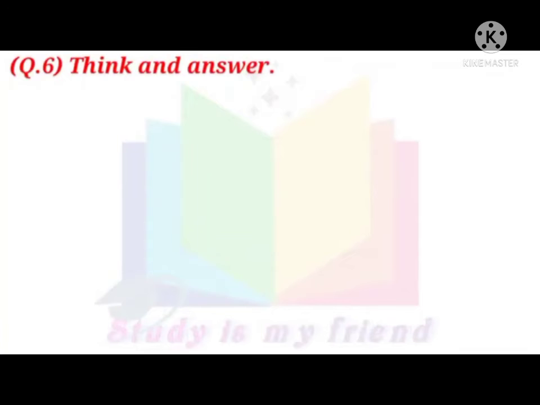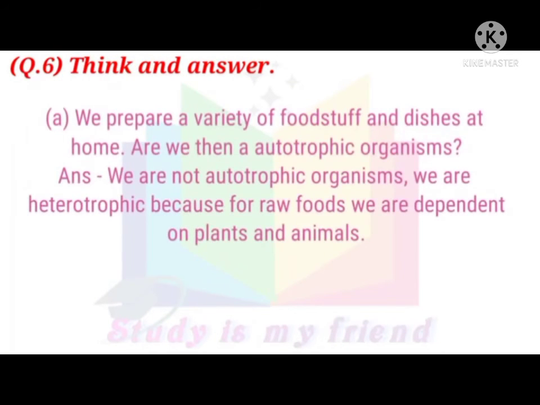Question 7. Think and answer. A. We prepare a variety of foodstuff and dishes at home. Are we then autotrophic organisms? Answer: We are not autotrophic organisms. We are heterotrophic because for raw foods we are dependent on plants and animals.